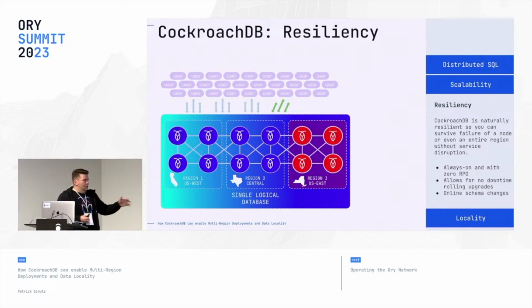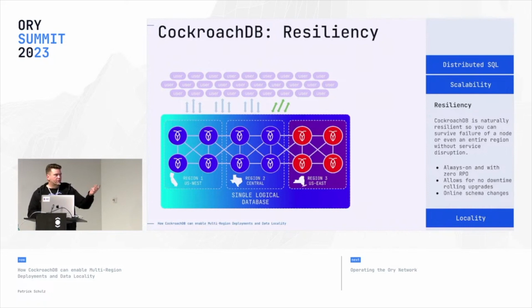We require a quorum, so that means 2 out of 3 copies need to agree to a change before we commit back to the application. Hence, if one node or one region goes down, we're not talking about downtime, we're not talking about a failover. So literally an RPO, recovery point objective of 0, and recovery time objective of very close to 0.